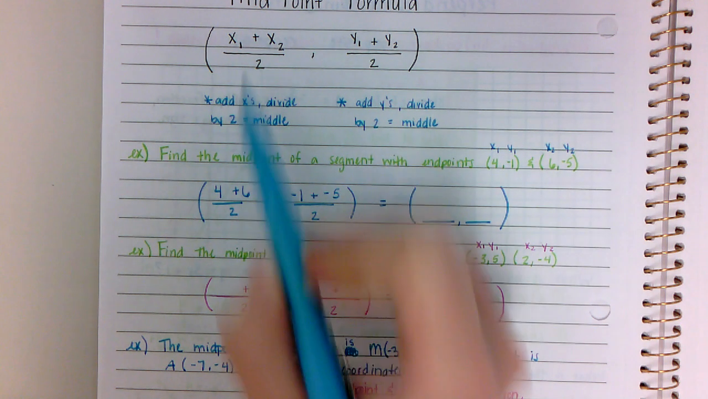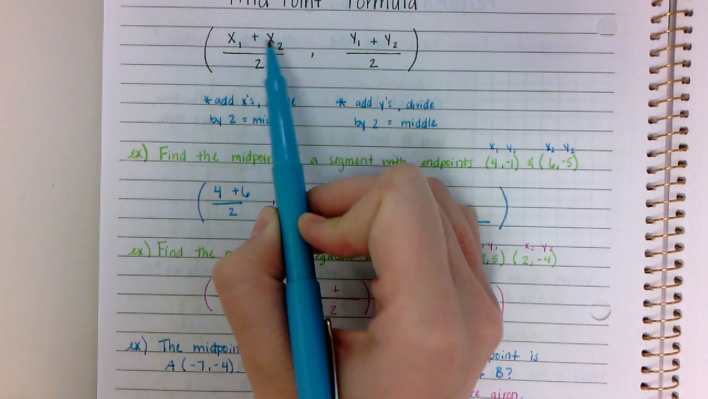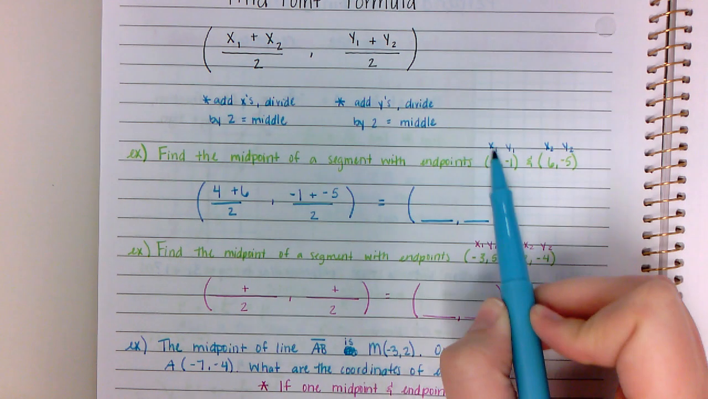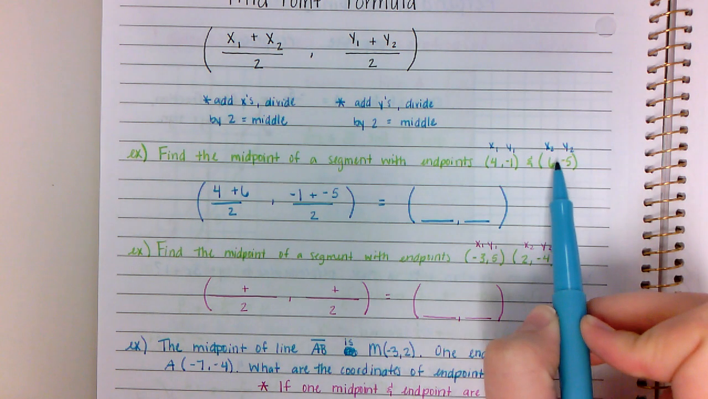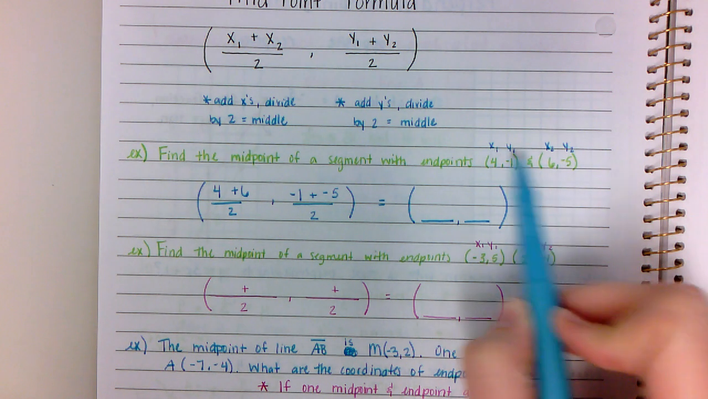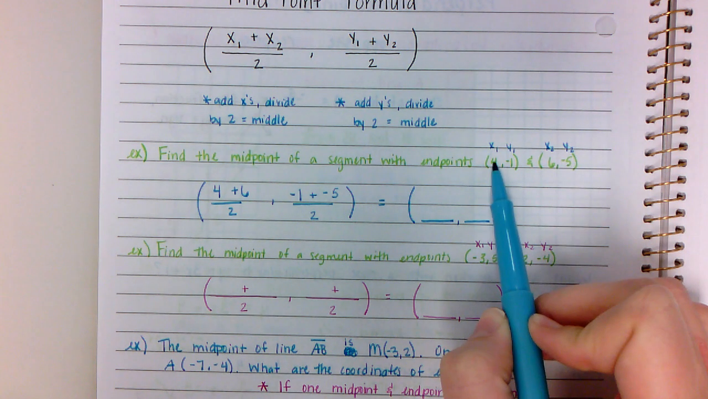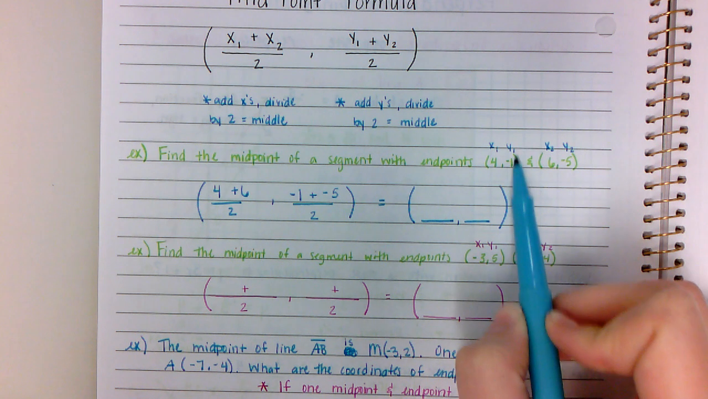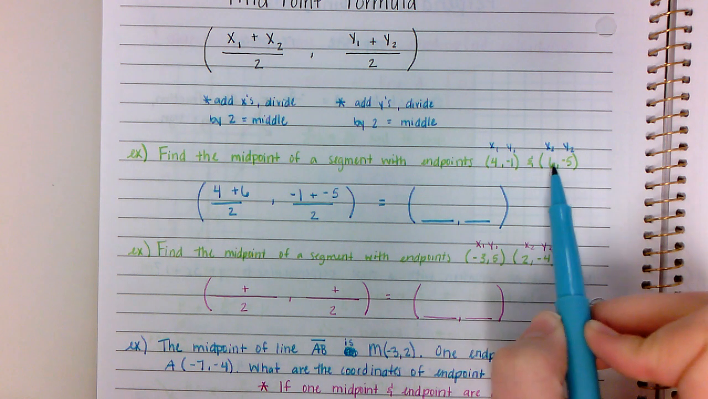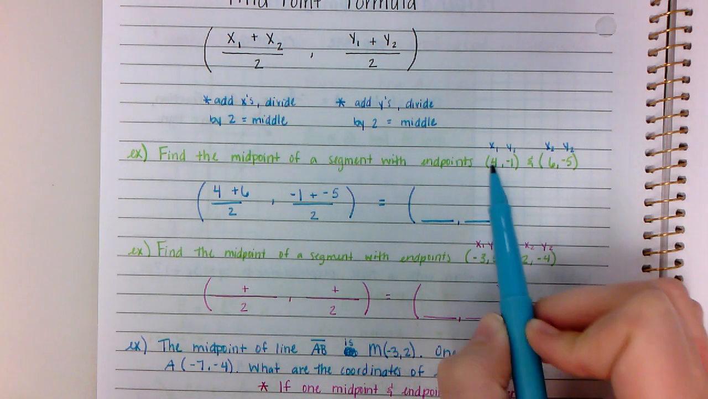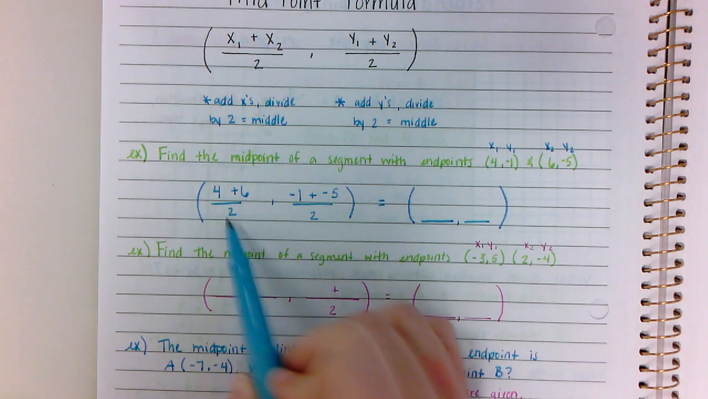And I got these numbers because my formula tells me to do x1 and x2. So the first x value is 4, the second x value is 6. Remember, we always label our ordered pairs. This is x in the first coordinate, y in the first coordinate, x in the second coordinate, y in the second coordinate. So my x's combined is 10, divided by 2 is 5.